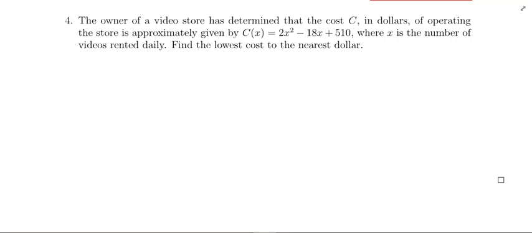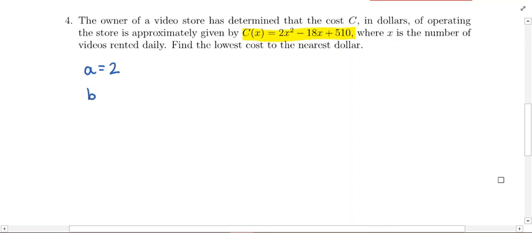All right, so what's going on here is we have a quadratic function. It is C of x is equal to 2x squared minus 18x plus 510. So to get started, let's identify the A, the B, and the C and sketch out the parabola, and then we'll talk about the variables. A is the number in front of x squared, that's 2. B is the number in front of x, that's negative 18. C is the constant, which is 510.